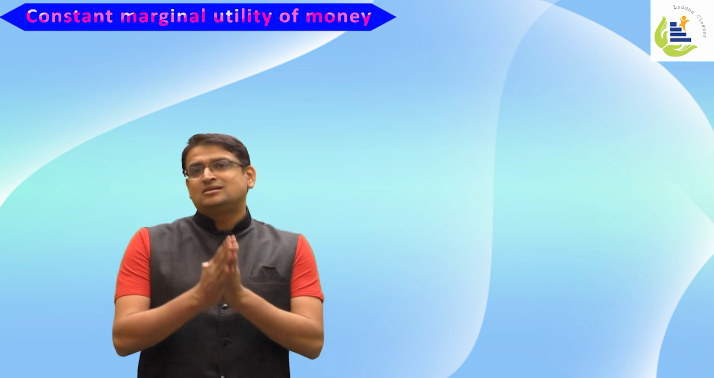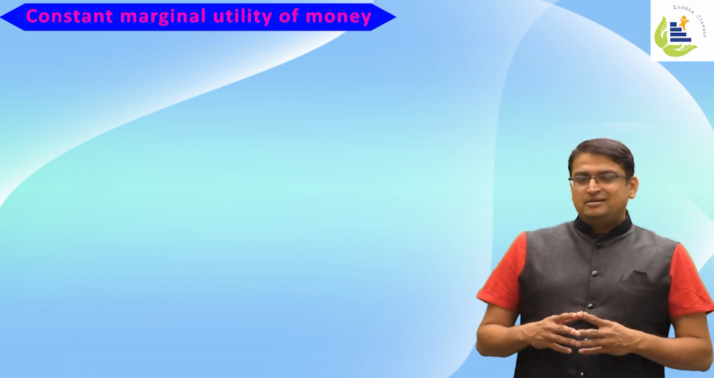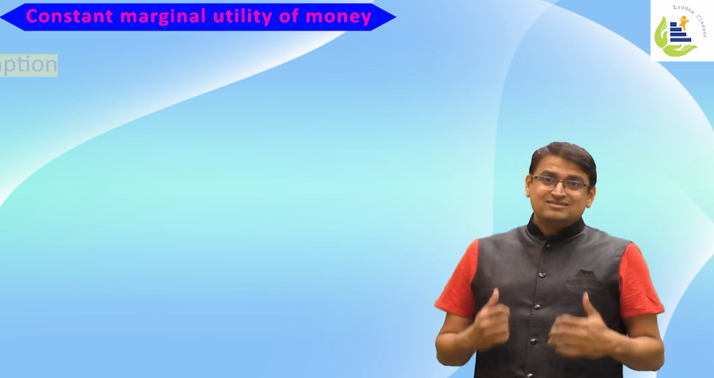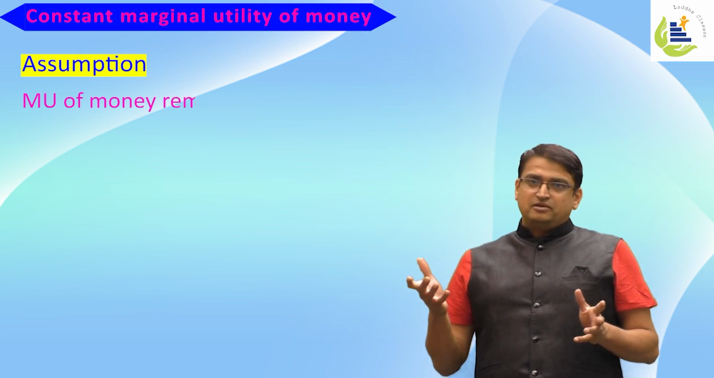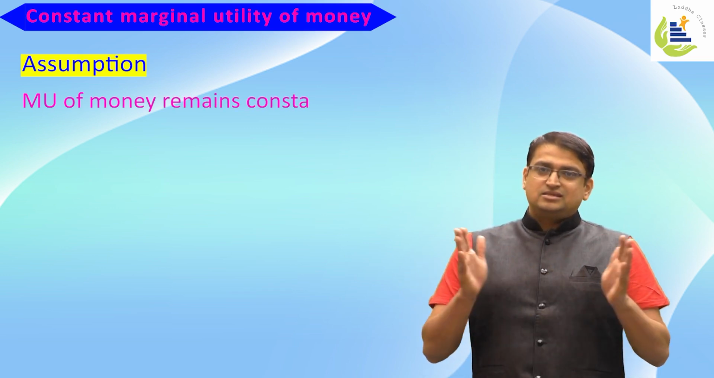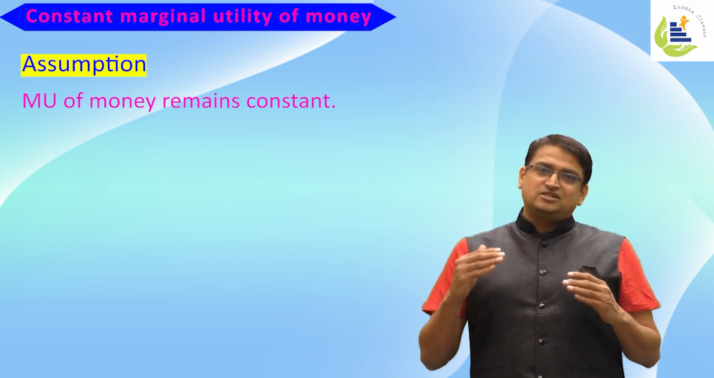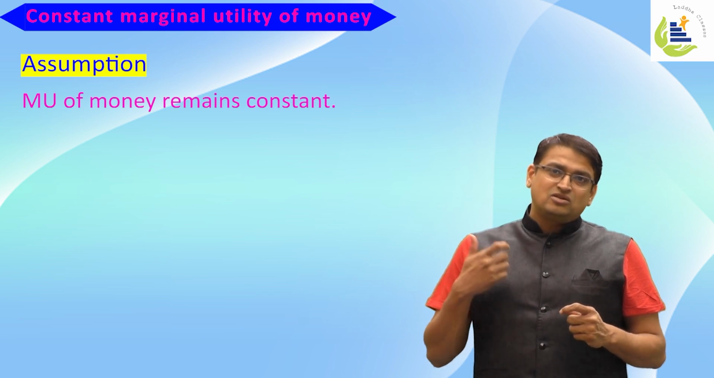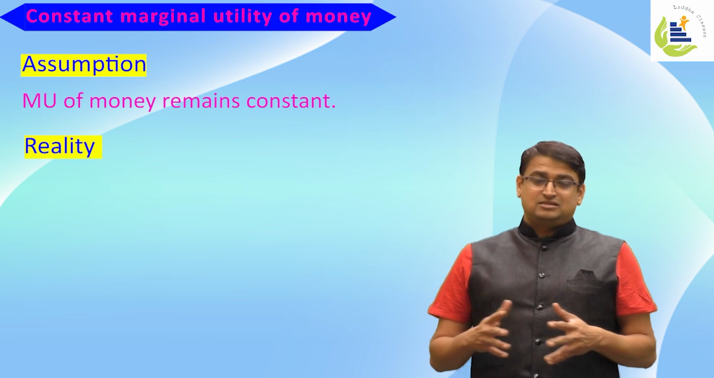Another limitation of the law of diminishing marginal utility is that it assumes there is a constant marginal utility of money. So in order to understand the law better, we assume that the marginal utility derived from every unit of the money spent is constant or the same throughout. So the amount of satisfaction I get from every unit of money spent is the same. But in reality, it is not the case.